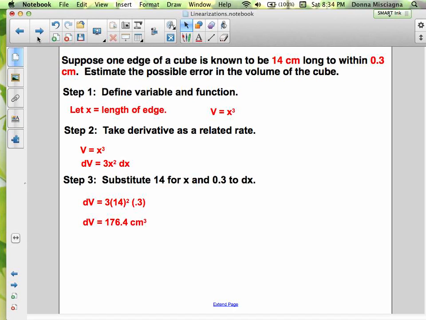So a little change in x here is going to lead to a lot of change in volume. If it's really important that we don't have too much change in our volume, then it's going to be really important that we're pretty close to our starting value. All right, so the 14 here is the starting value. And this 0.3 is our change in x.